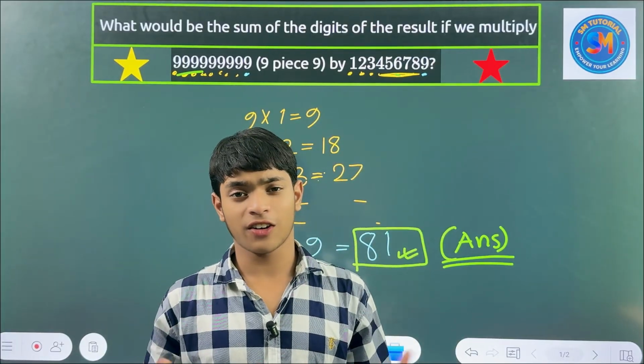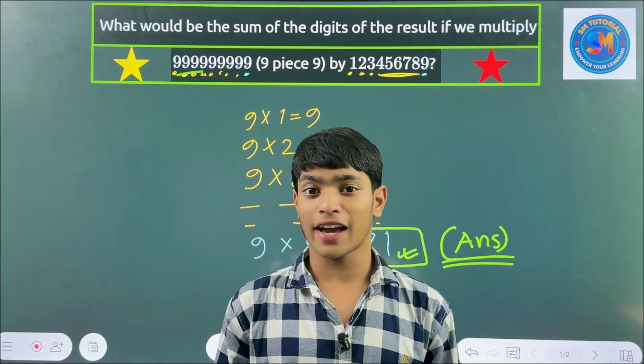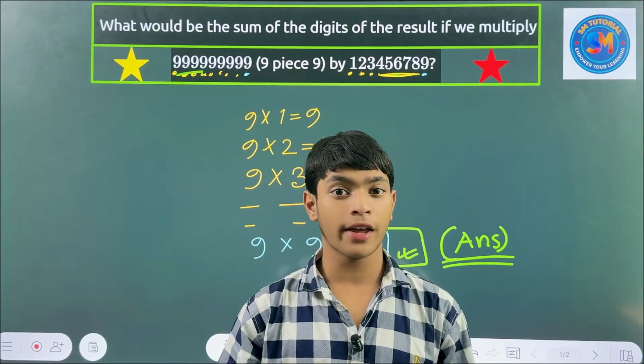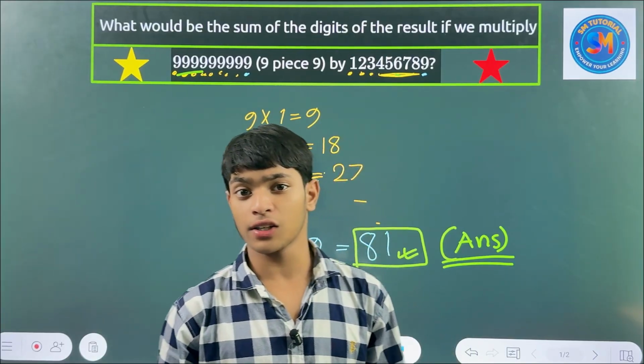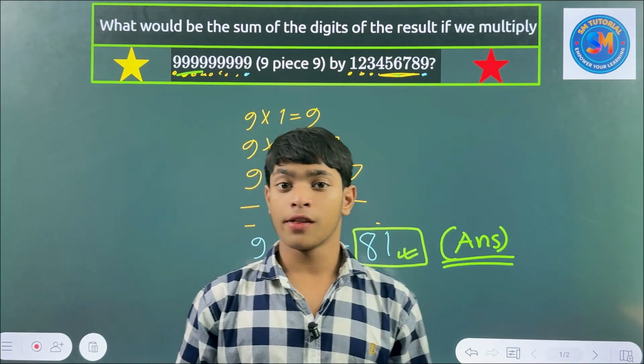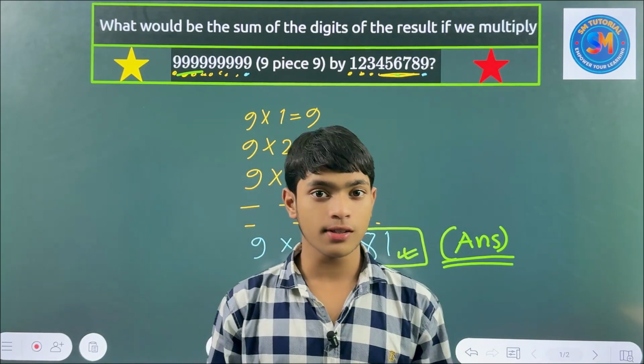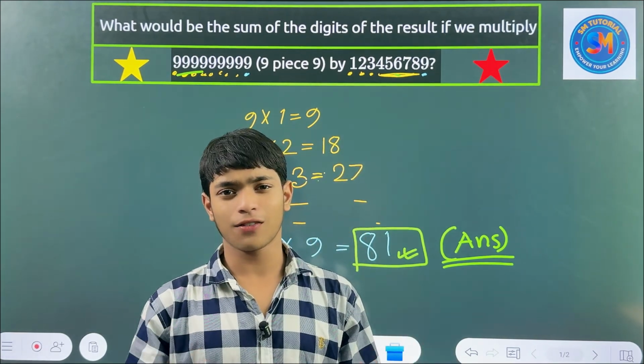So that's all for today. I think you all understood this, and I think you all may remember this pattern every time. And of course, share it with your friends, and of course, they will also be helped by these patterns. So that's all for today.